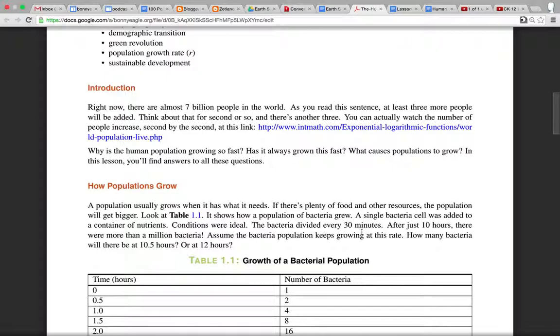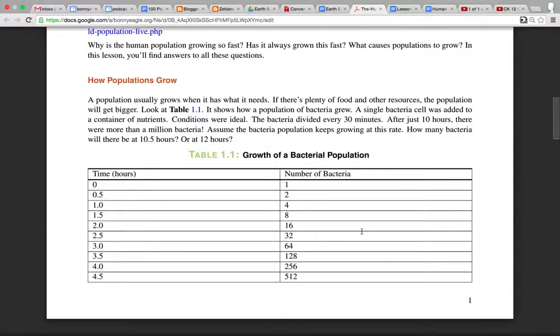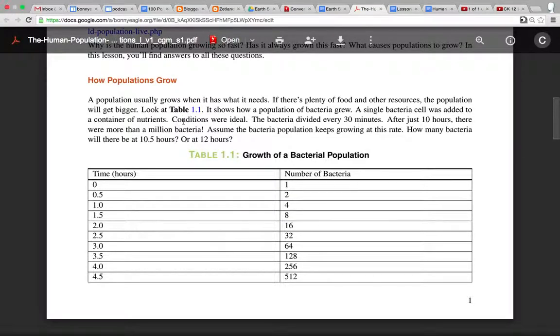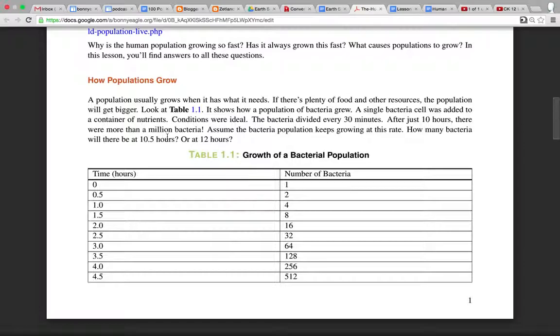Look at table 1.1. It shows how a population of bacteria grew. A single bacteria cell was added to a container of nutrients. Conditions were ideal. The bacteria divided every 30 minutes. After just 10 hours, there were more than 1 million bacteria. Assume the bacteria population keeps growing at this rate. How many bacteria will there be at 10.5 hours or at 12 hours?